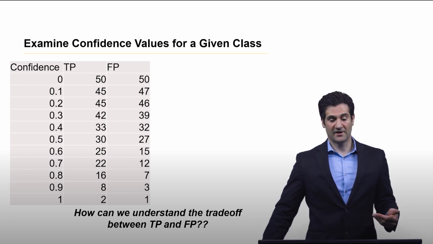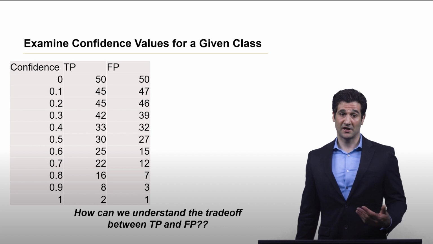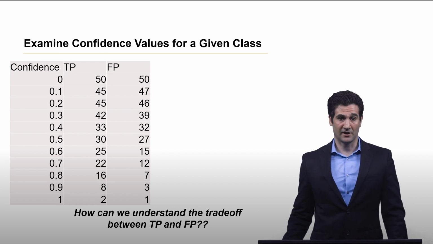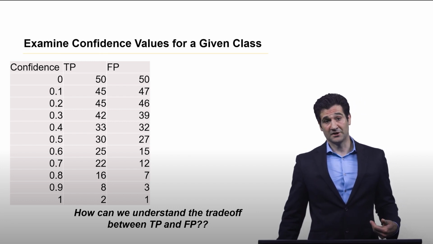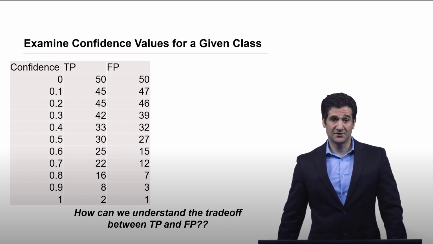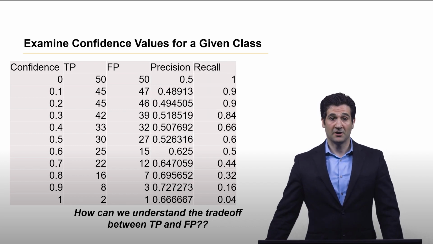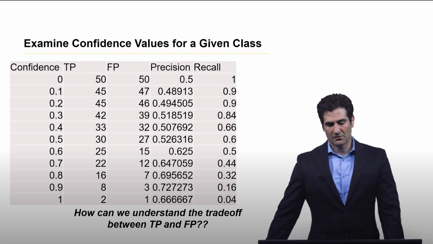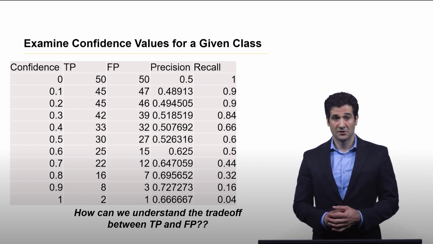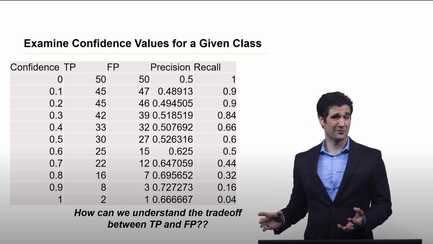So if we have a confidence value of 0 as our threshold, we're accepting everything. So all 50 true positives got classified, but we also classified all 50 false positives as the target class. Now as the confidence level increased, the model classified fewer items. So both true positives and false positives drop. Now let us look at the associated precision. The precision in general is going up as you increase the confidence threshold. Meanwhile, the recall generally will go down.